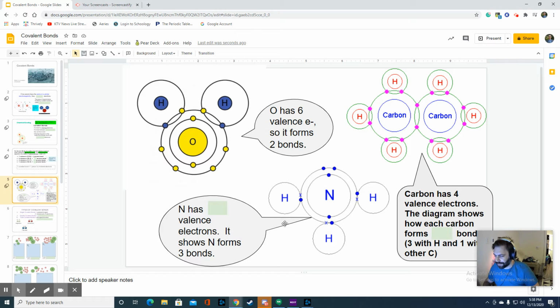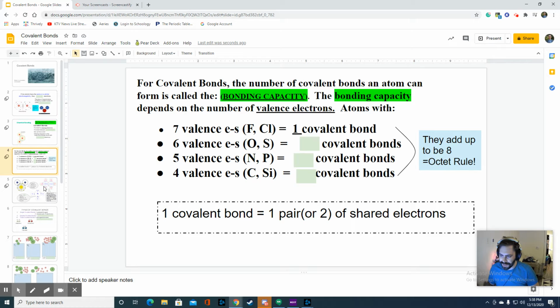Alright, people, welcome back. Let's go over the previous video. We went over bonding capacity. Again, if you have 7 valence electrons, you make one bond. If you have 6 valence electrons, you make two covalent bonds. 5 valence electrons, you make three covalent bonds, and 4 valence electrons, you make four covalent bonds. Always adding up to 8.